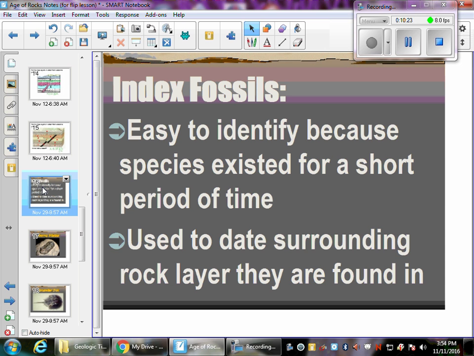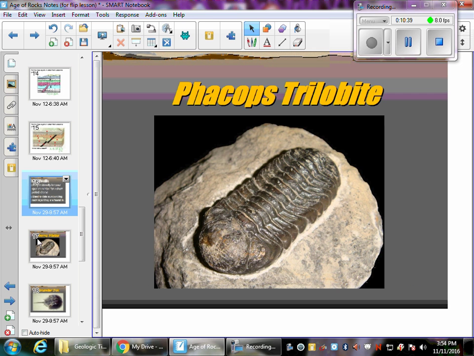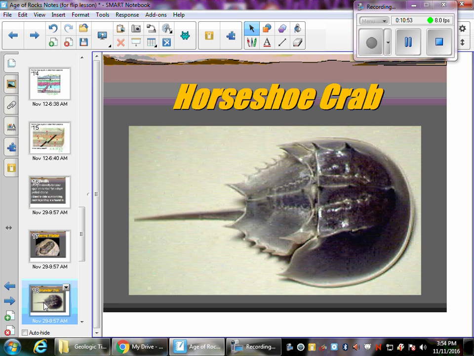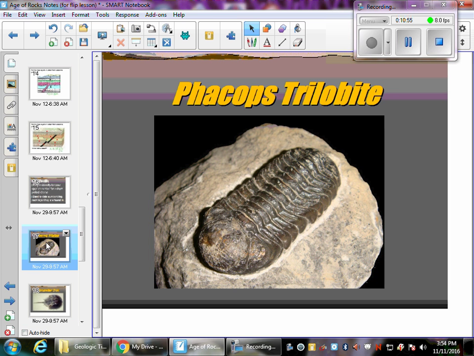If I have a fossil that I know only existed 200 to 180 million years ago, then I know if I find it in a rock, that rock has to be between 180 and 200 million years old. It's kind of helpful for narrowing things down. One example would be what's called a trilobite fossil. There's an example of one shown here, and a trilobite is a relative of a modern-day horseshoe crab. But this would be an example of an index fossil. It's useful because it only existed for a short period of time.